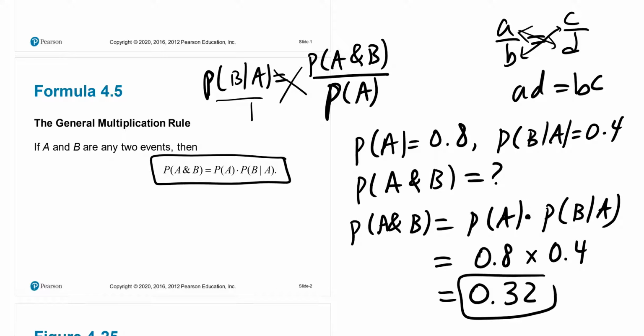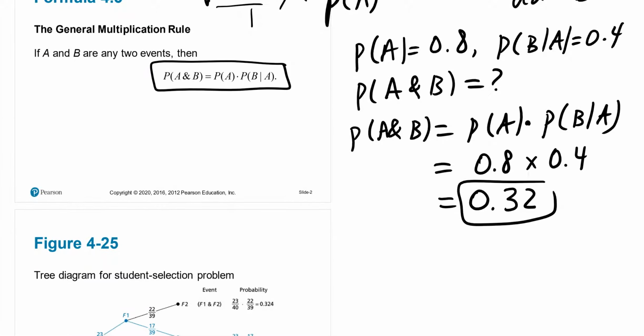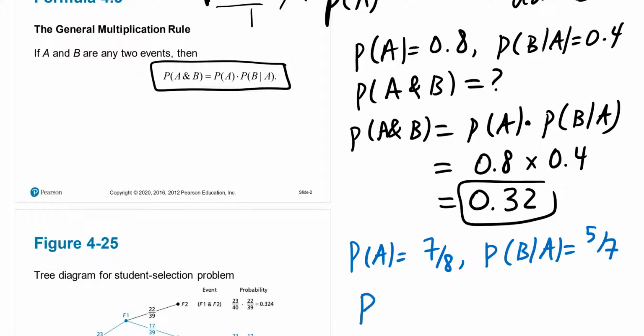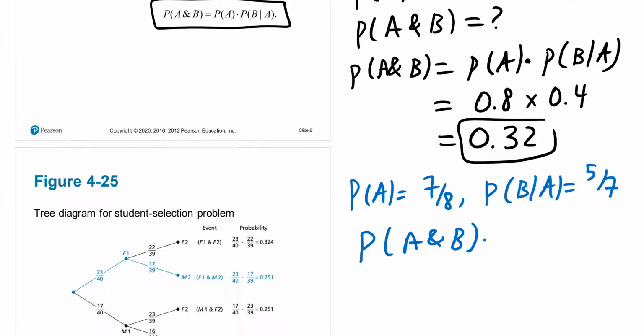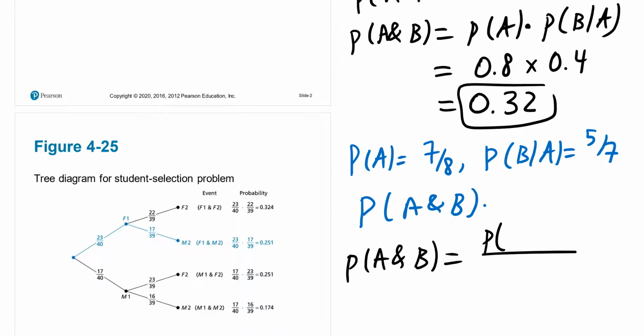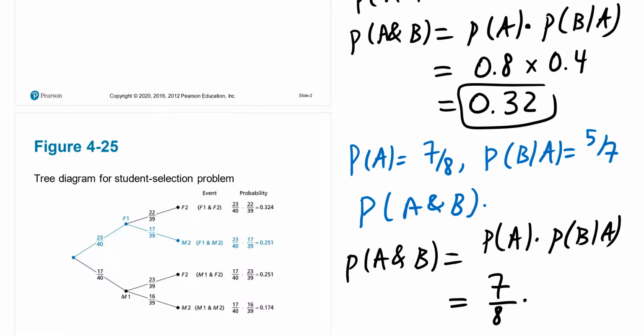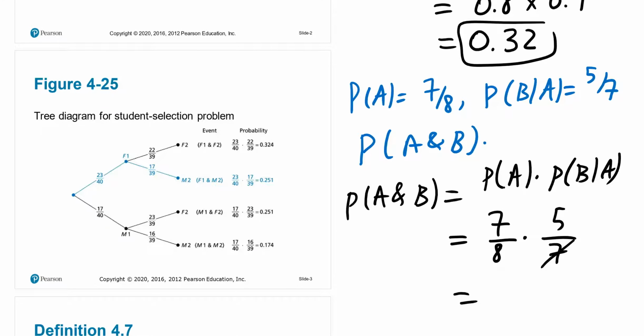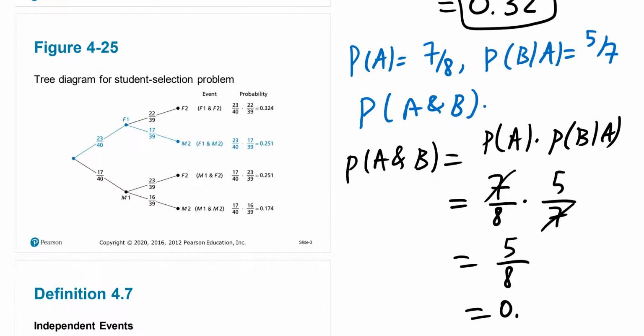Straightforward formula. Now, what about if they give it to us as fractions? As another example, let the probability of A be 7 over 8. The probability of B given A is 5 over 7. You need to find the probability of A and B. Here I give it in fraction form, not decimal form. To calculate the probability of A and B, we find the probability of A. We don't have division. Just the probability of A times the probability of B given A. Probability of A is 7 over 8, B given A is 5 over 7. And notice you can cancel 7 with 7. That gives us 5 over 8, which is 0.625.